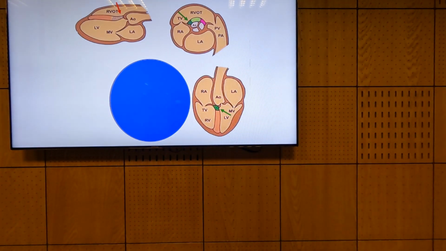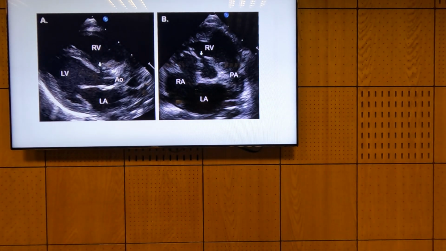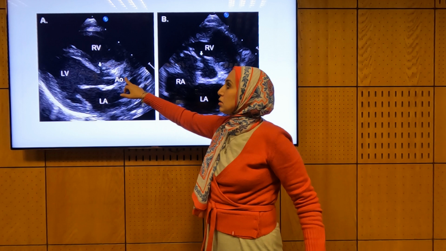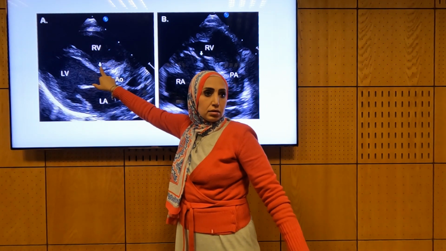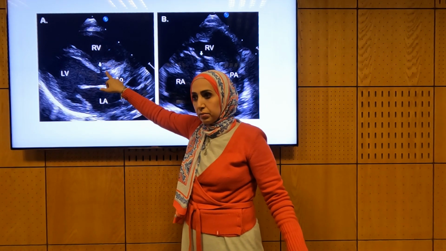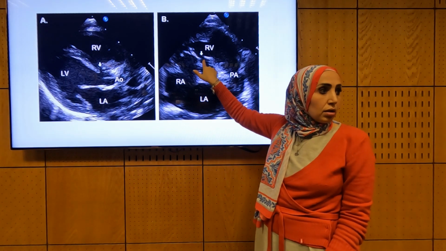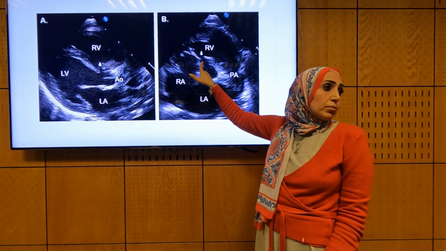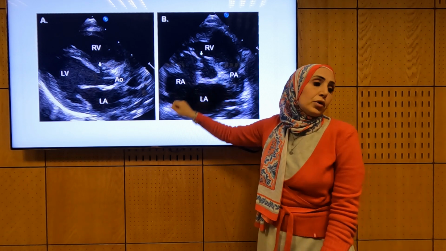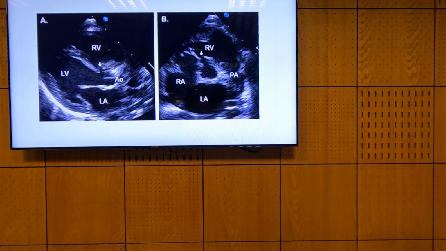Okay, by echo, these are the still images. Here, this is the aorta, and we find the defect here. This does not mean that this is perimembranous. We have to confirm that this defect is between the aorta and the tricuspid. This is perimembranous VSD. Is that clear? Okay, we're going to the loops now.